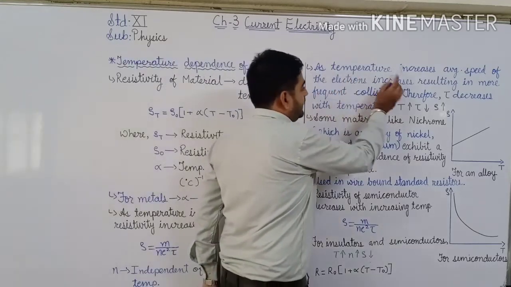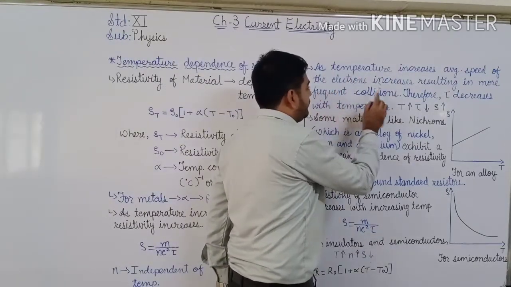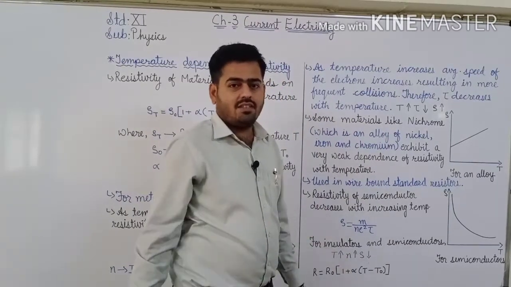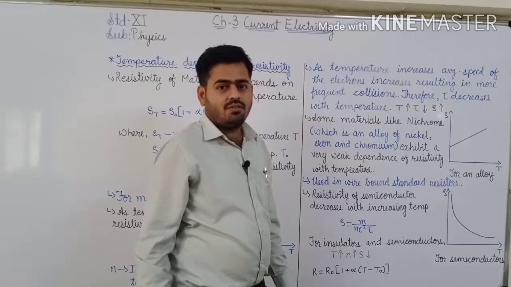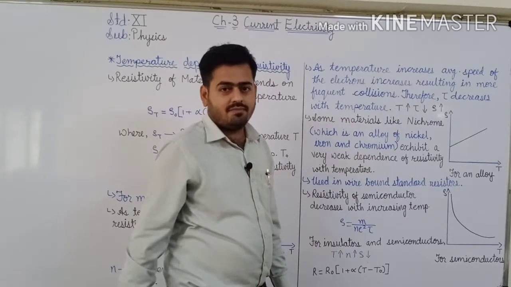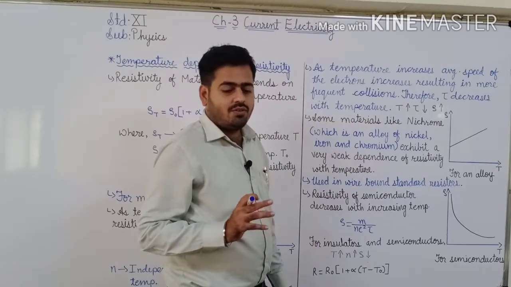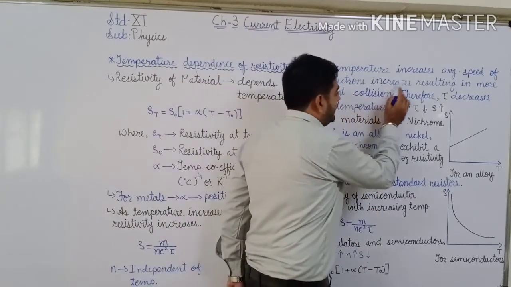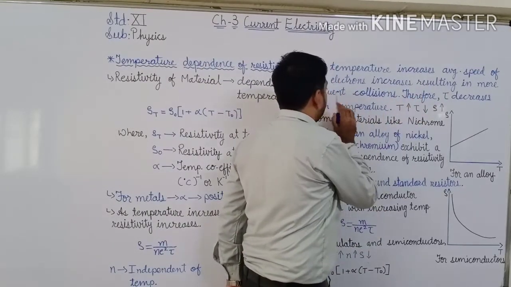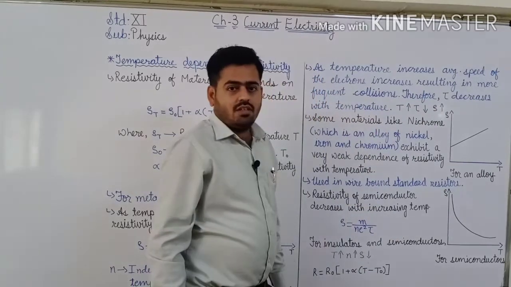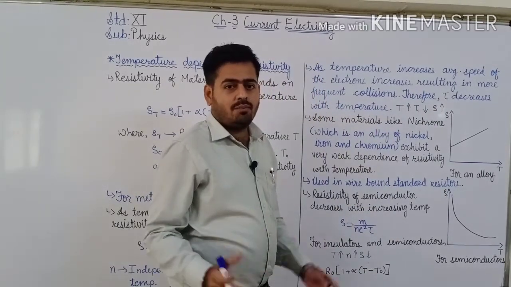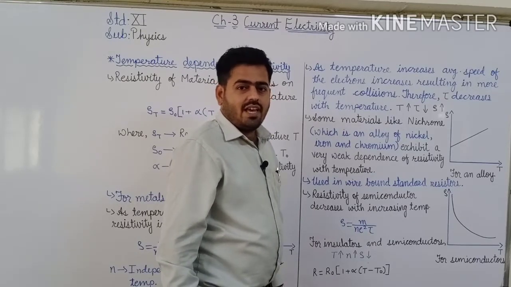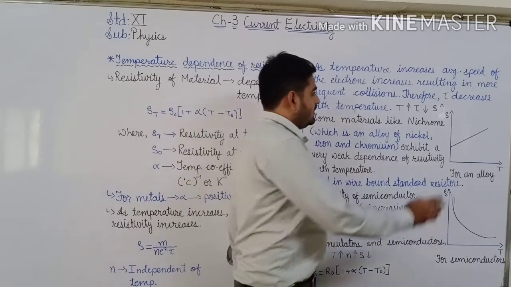As temperature increases, average speed of electrons increases. जैसे ही टेम्परेचर बढ़ाएंगे तो कंडक्टर के अंदर जो इलेक्ट्रॉन हैं उनकी एवरेज स्पीड बढ़ जाएगी. एवरेज स्पीड बढ़ जाएगी मतलब उनकी ड्रिफ्ट स्पीड बढ़ेगी, increase resulting in more frequent collisions. एवरेज स्पीड बढ़ जाएगी तो नंबर ऑफ कोलिजन्स बढ़ जाएंगे. Tau, that is time interval between two successive collisions.